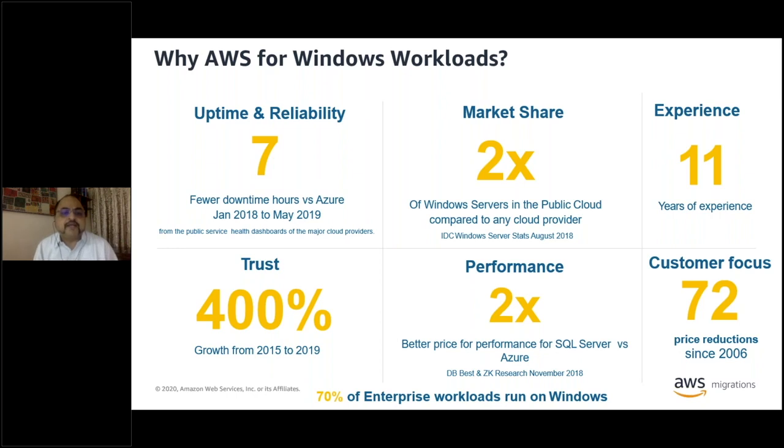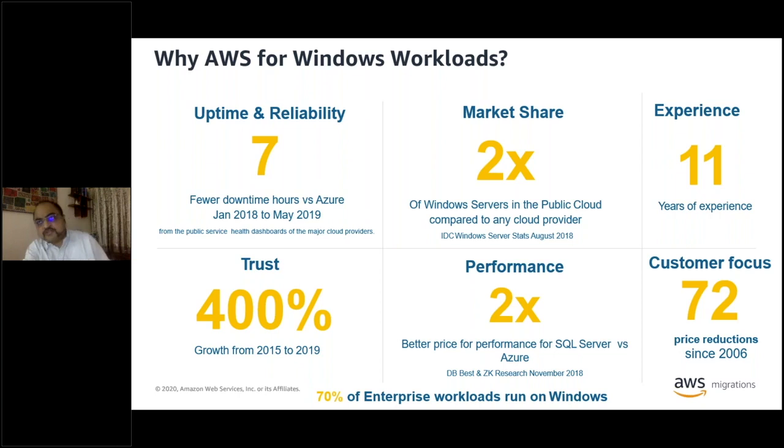Uptime and reliability is up by 7 times when you think of Windows workload on AWS compared to Azure and the other clouds. This is a Jan to May 19 figure that we are showing here. On the Windows platform, we have a market share which is 2x of other clouds. AWS has been around for over 11 years now, and it's been a very incredible journey for AWS. It has grown almost 400% in the last 4 years.